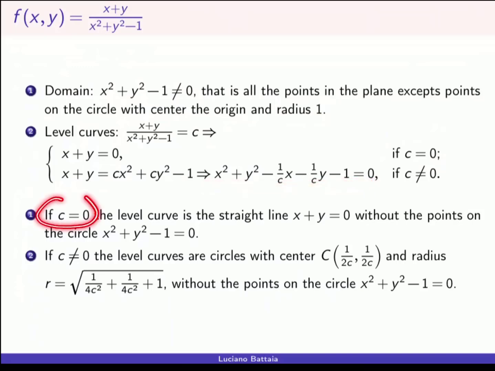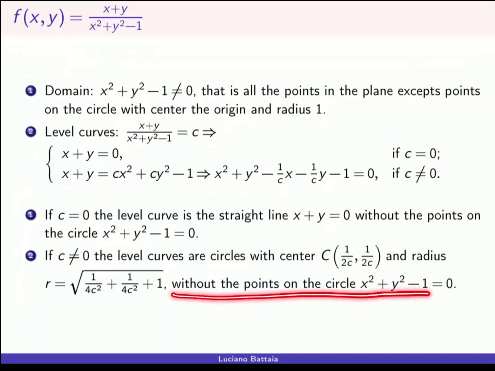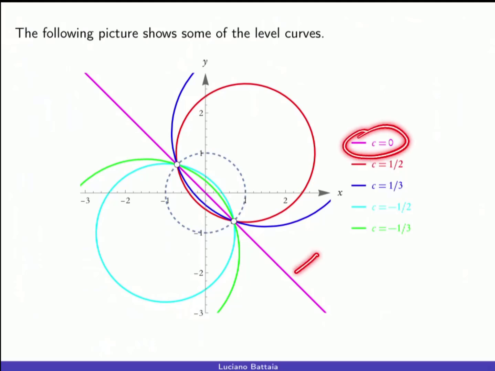So when c is 0, we have a straight line without the points of the circle x squared plus y squared minus 1 equals 0. If c is different from 0, the level curves are circles with this center and this radius, always without the points on the circle x squared plus y squared minus 1 equals 0. This picture shows some of these level curves. The level curve with c equals 0, this one, and some curves with c different from 0. This is the excluded circle, that is where the denominator of the fraction is 0.